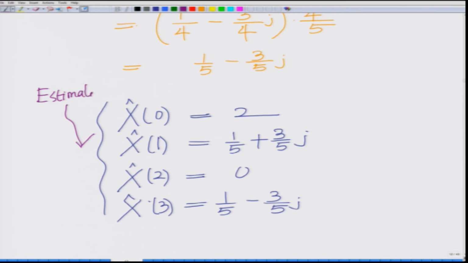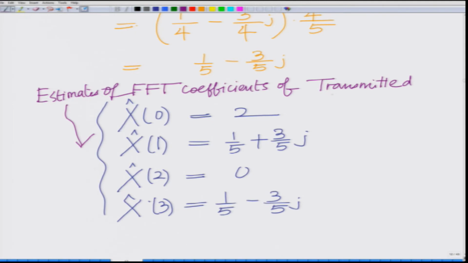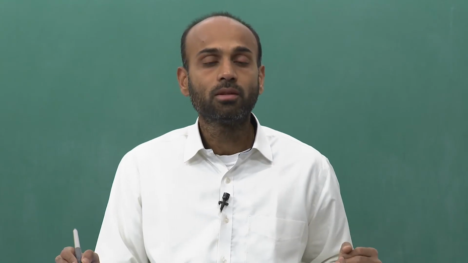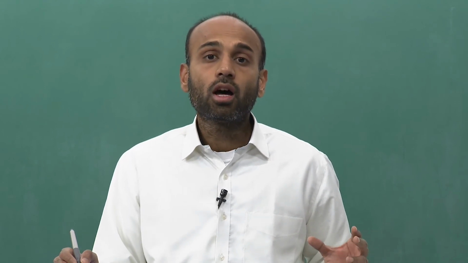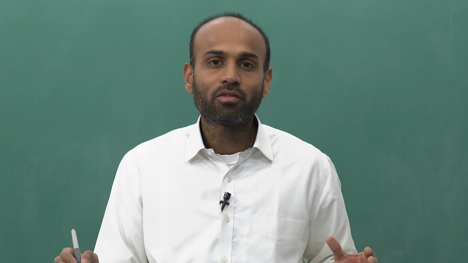These are estimates of FFT coefficients. These are the estimates of the FFT coefficients of the transmit. So, we have computed the estimates of the capital X's. The capital X's are the FFT coefficients of the transmitted symbols. We have computed the respective estimates, that is the capital X hats. Okay. So, now we have the estimates of the FFT coefficients of the transmitted symbols.